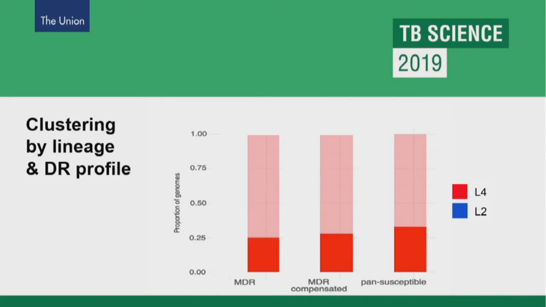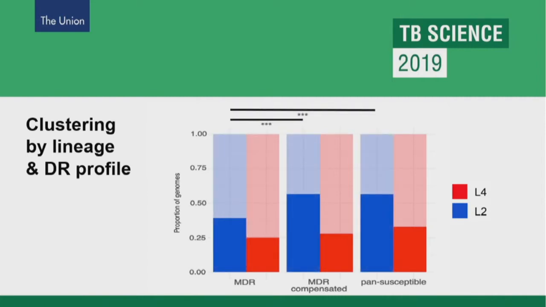But this is actually not super exciting compared to what happens with lineage 2, which is shown here. So lineage 2 really, again, jumps out as being very different. And note that essentially all lineage 2 strains are more transmissible regardless of resistance profile, regardless of being compensated or not. That's compared to lineage 4. We have a very big difference between MDR and compensated MDR in lineage 2, much more extreme than what we see in lineage 4. And essentially we see zero difference between compensated MDR and pan-susceptibles.